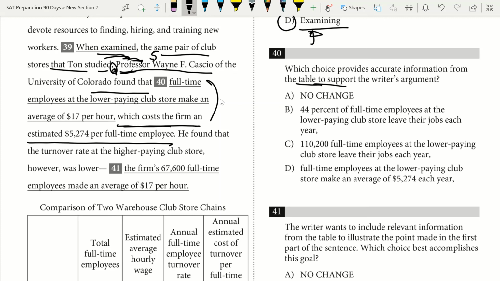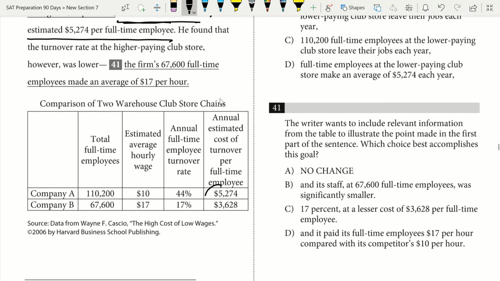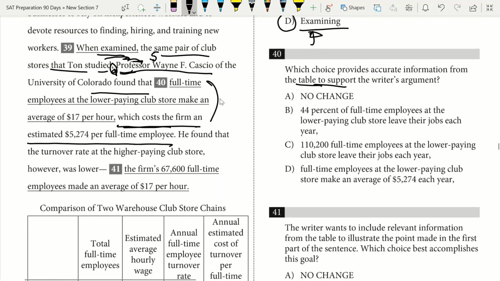So what is costing the firm an estimated $5,000 per full-time employee? Well, I'm going to take a look at what is doing that. I see I got $5,000 right here. Okay, so that's my annual estimated cost of turnover. So I know I'm probably going to want to be talking about company A. I see that their hourly wage is significantly less than company B and that their turnover rate is significantly higher. So I'm looking for something that talks about that.